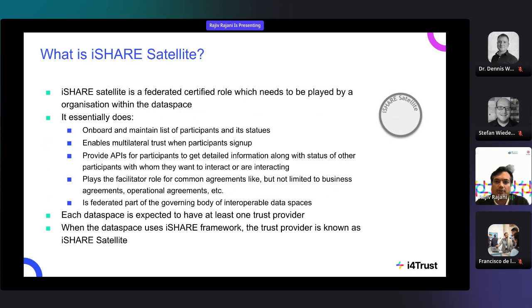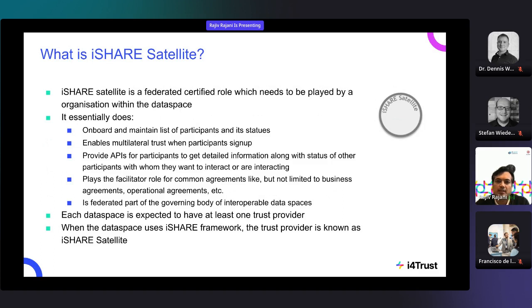Let's look at some of the certified roles that we have defined in iSHARE. iSHARE satellite is a role which is essentially a directory of all the participants. iSHARE satellite is actually based on distributed ledger technology, based on Hyperledger Fabric.